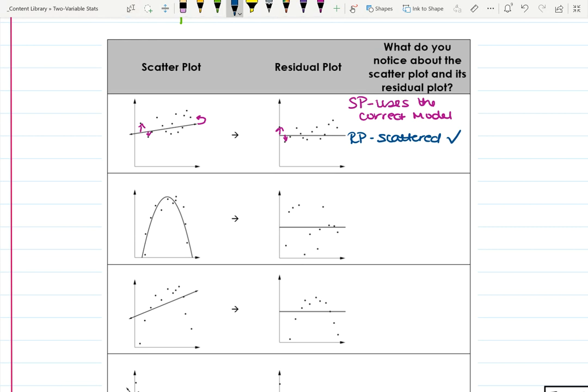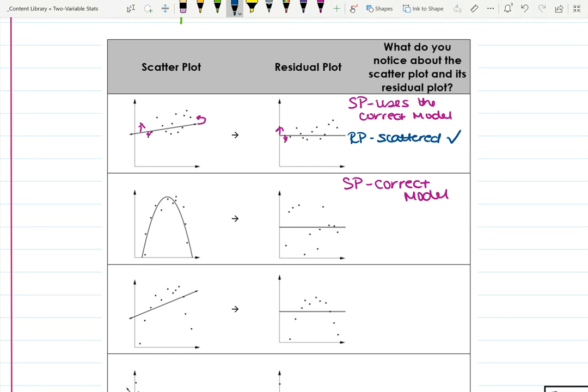So same thing, when we look at this one, now notice our original scatter plot definitely has a parabolic shape, so they fit a quadratic to it. All right, so that's an appropriate fit. So our scatter plot uses the correct model. Okay, we used a parabola. We should have used a parabola.